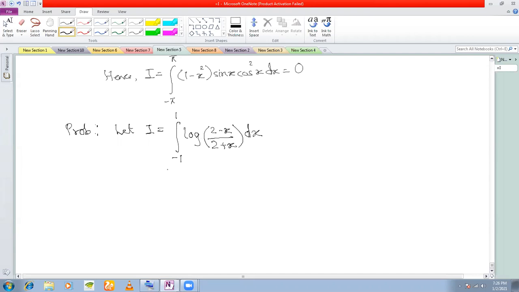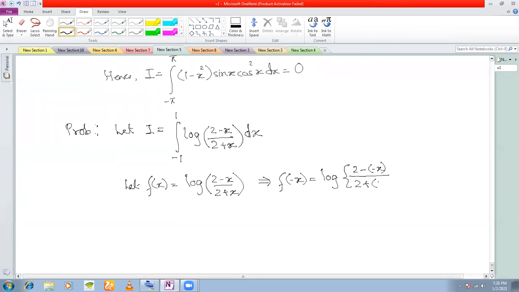Again, you see the limits are minus 1 to plus 1, so here a is 1 clearly. Let's check whether this is an even or odd function. Let f(x) is equal to log (2 minus x) by (2 plus x). In order to check, let's take f(minus x). In this, you simply replace x by minus x. And this will be log (2 plus x) by (2 minus x).